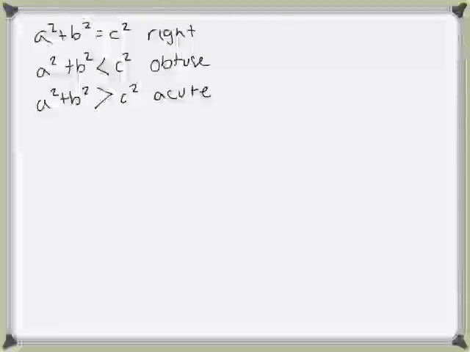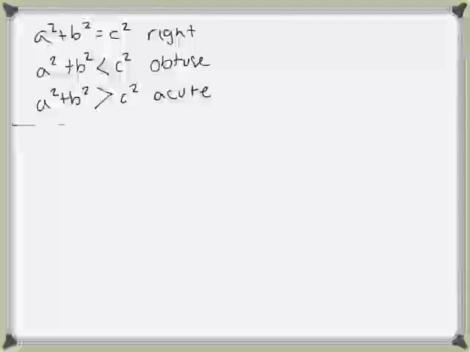We always want to think about the comparison of how the single compares to the others. If the single one equals the sum, it's right. If the single one is bigger than the sum, it's obtuse. If the single is smaller than the others, then it is acute.